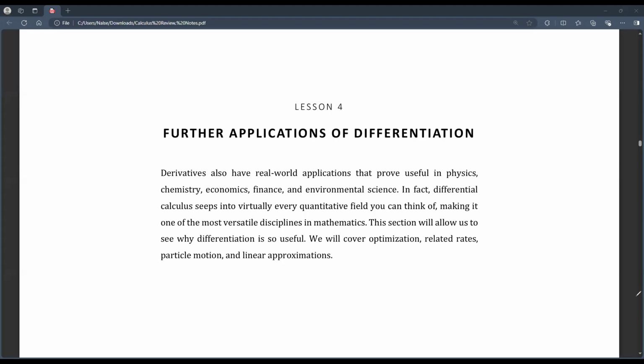Welcome back, everyone. Lesson 4 brings us further applications of differentiation. In today's video, we will cover optimization, related rates, particle motion, and linear approximations.